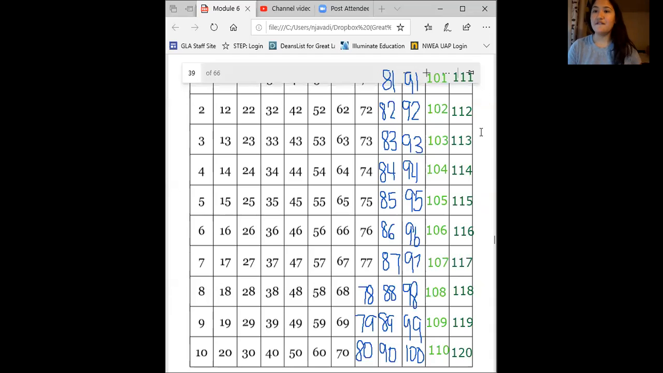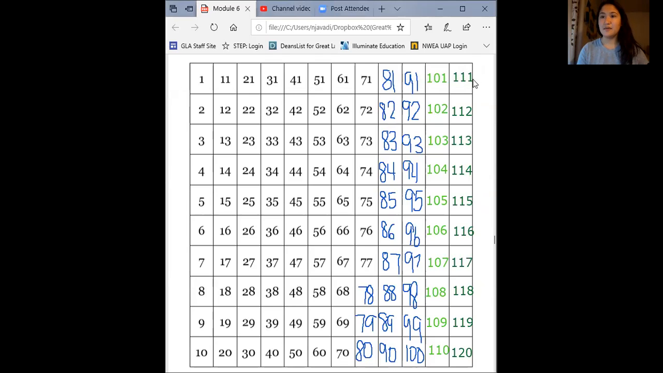Now that our number grids are all filled out, let's read them together. We're starting at the top right here where it says 111. Get ready, we're gonna read all the way to 120. Your voice is on. 111, 112, 113, 114, 115, 116, 117, 118, 119, 120. Wow, now you have your own number grid that's filled up all the way from 1 to 120.